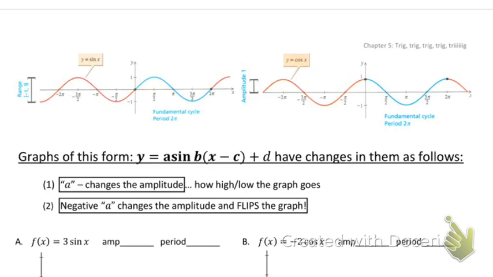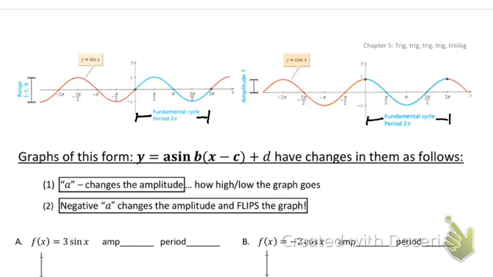These right here are the full graphs, the way it would bounce up and down forever. All we drew was something called the fundamental cycle. This right here, because yours isn't colored, that's your fundamental cycle from 0 to 2 pi. Same thing with cosine. This is called the fundamental cycle.